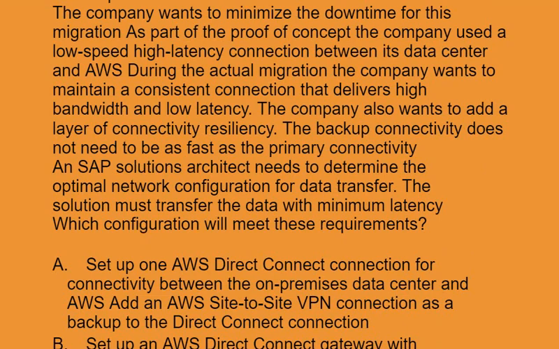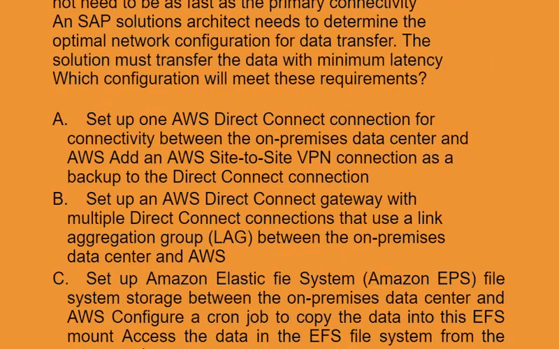The backup connectivity does not need to be as fast as the primary connectivity. An SAP solution architect needs to determine the optimal network configuration for data transfer. The solution must transfer the data with minimum latency. Which configuration will meet these requirements? Option A, set up one AWS Direct Connect connection for connectivity between the on-premises data center and AWS. Add an AWS site-to-site VPN connection as a backup to the Direct Connect connection.